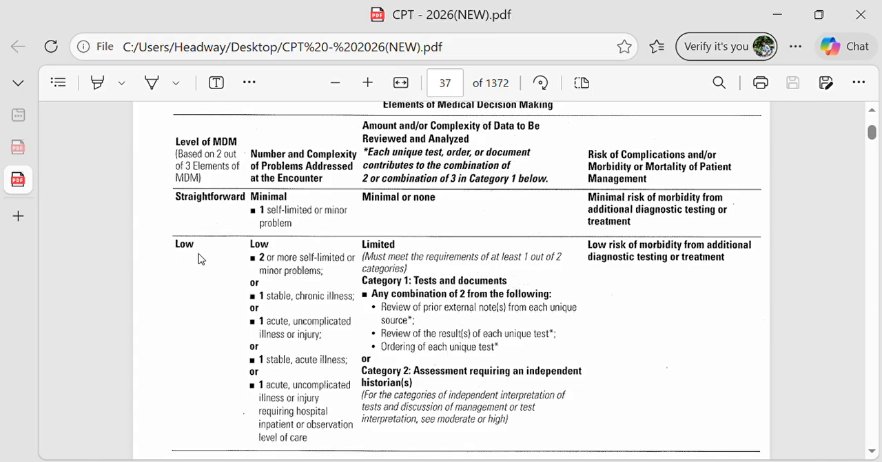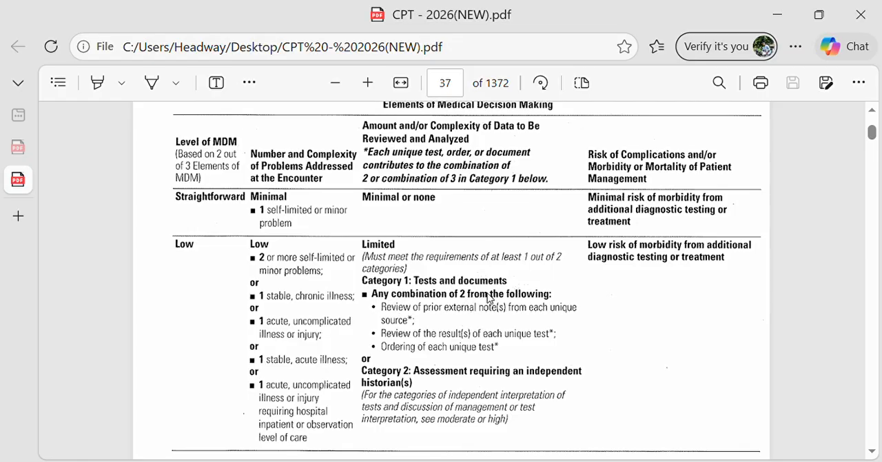Coming to the low level, just as an example, and I'll move on to the emergency department coding. Just for your understanding purpose I'm telling you. When we take the low level, we need two or more self-limited problems, or one stable or chronic illness, or one acute uncomplicated illness. Anything from these.